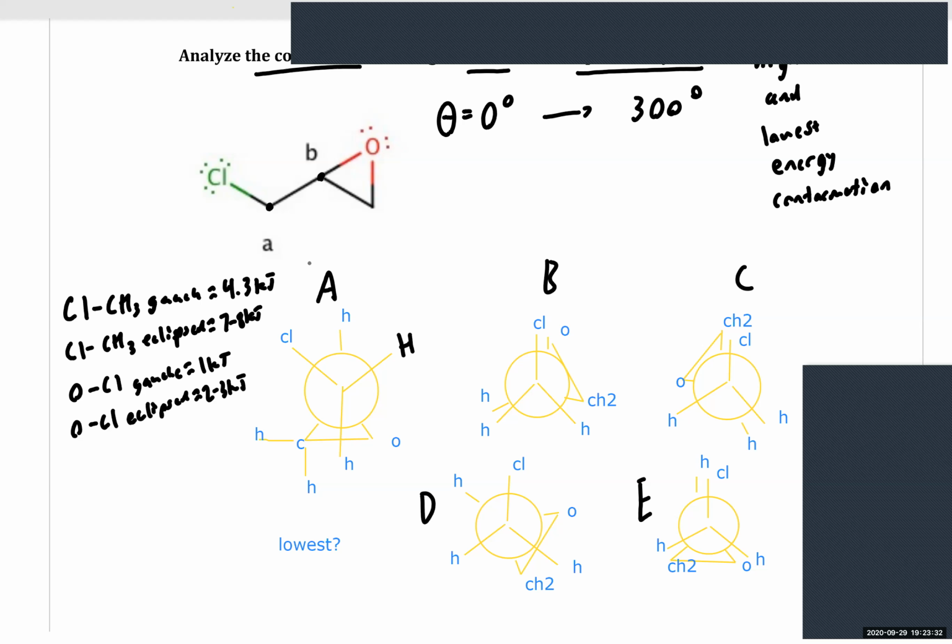So in structure A, what interactions do we have? What type of gauche interactions? What eclipsing interactions? What do we have? So we have these structures drawn. Let's analyze it. What type of interactions do we have in structure A?